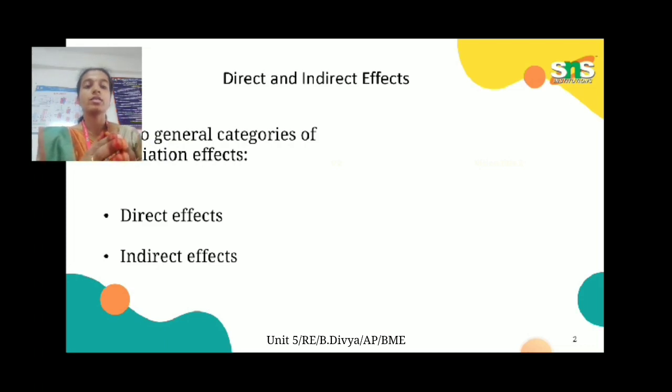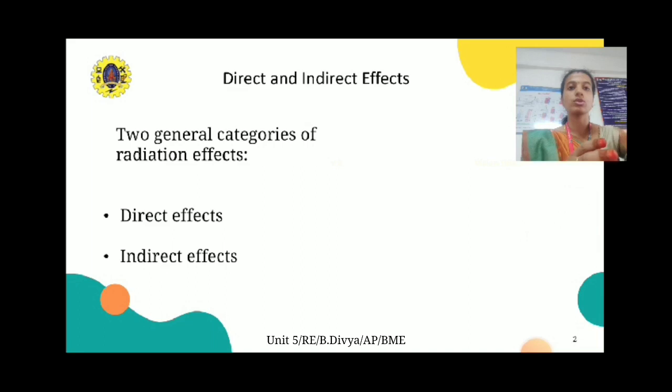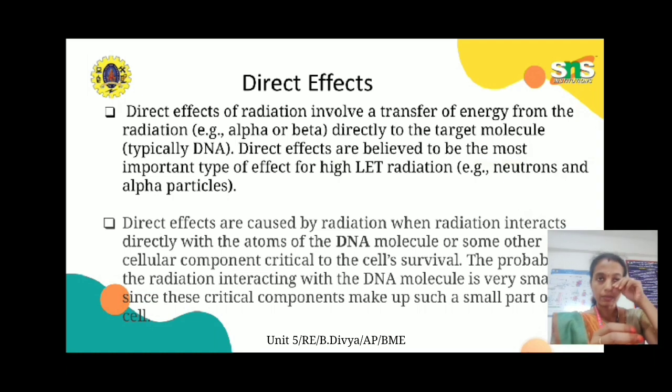Okay, as I already told you, we have two types of radiation. Two general categories of radiation effects are direct effects and indirect effects. What is a direct effect and what is an indirect effect? Direct effects of radiation involve a transfer of energy from the radiation, that is alpha or beta.